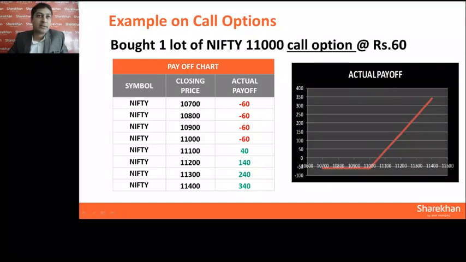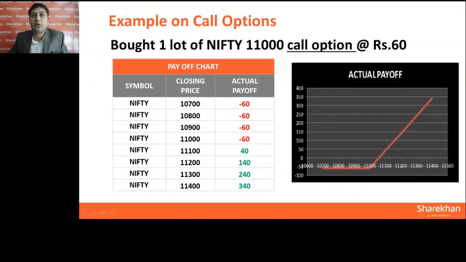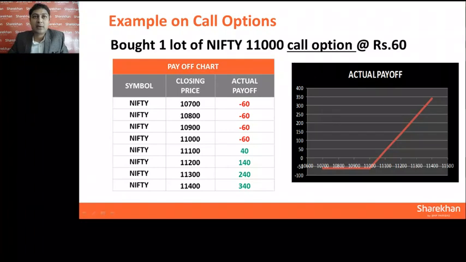How? 11,100 is the expiry level and 11,000 is the strike which you bought. So 11,100 minus 11,000, you are left with 100 rupees, and out of that 100 rupees of profit, you have already paid 60 rupees as cost at the beginning of the trade. So your net profit in that case will be 40 rupees. If Nifty expires at 11,400, 400 is your gross profit minus 60 rupees of cost. You are left with 340 rupees of profit at the end of the month.